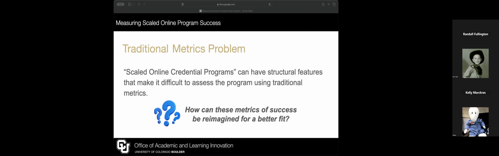The problem is in the scaled space, a lot of the credentials are stackable, right? And so we have an audience who is interested in stacking towards a degree, but not within the normal timeline of a residential degree, or they're interested only in certain pieces of the degree. And so while it looks like they're enrolled in the degree, they're actually only ever interested in maybe a certificate or a certificate plus another couple of courses.